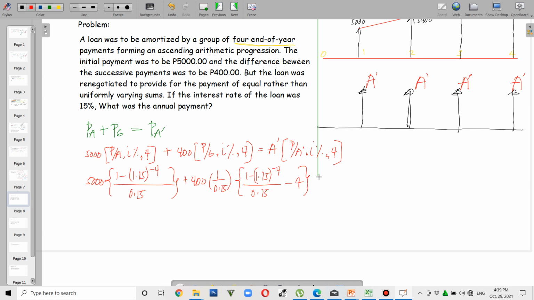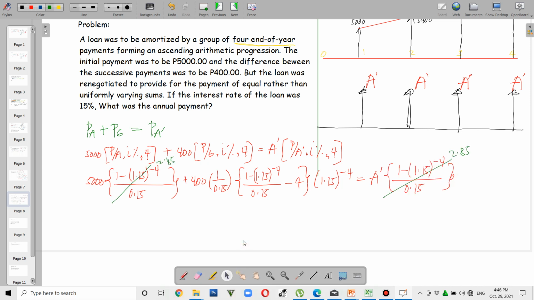And then multiply this by 1.15 raised to negative 4. Then equate this to the right hand side, say the unknown A prime, and we have that expression as well. So those expressions would equate to 2.85, and then let us correct this formula.